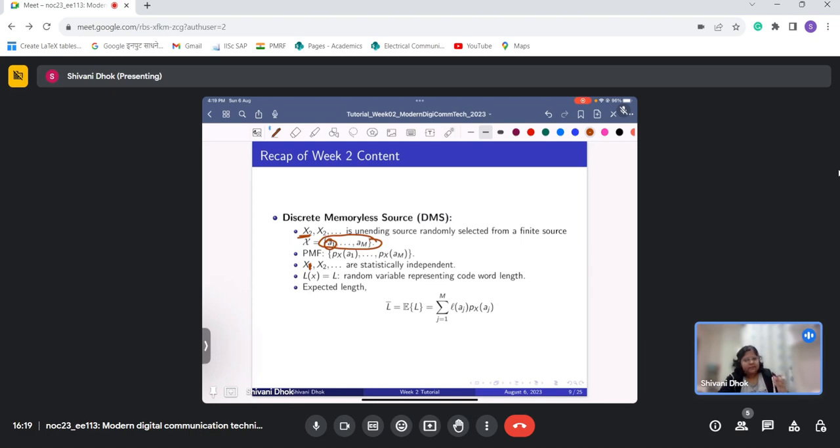Next is the length of x, that is, of what I am currently transmitting. The length will be a random variable because I don't know what I'm transmitting. Let's say that random variable is L, and the average length is given as the length of that particular code word times the PMF of that code word, summed over all. This is known as the average length or the expected length of the code word. These were all the concepts that were covered in week 1. In the next week, we'll go ahead with getting the minimum possible average length and the concepts further to it. We'll also look at how to construct the codes which will give this minimum length condition.